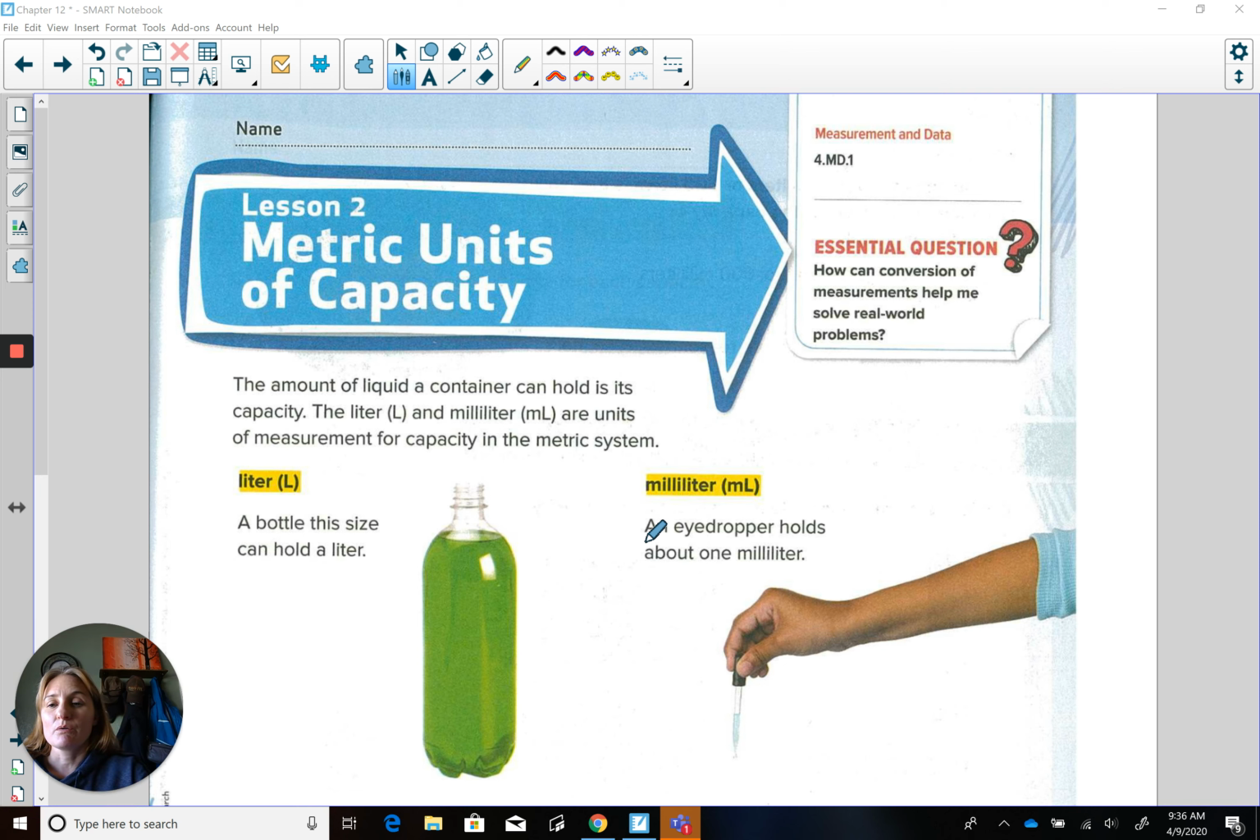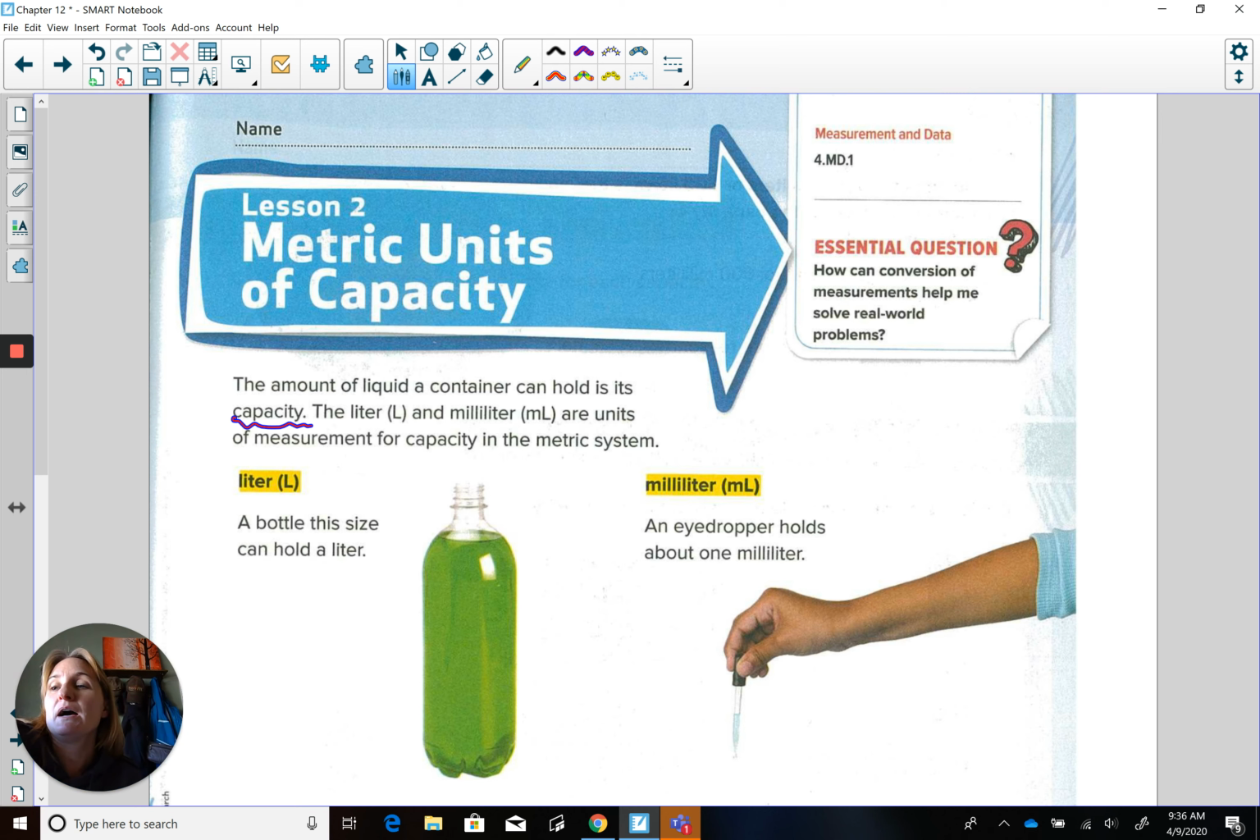Okay, so the amount of liquid a container can hold is its capacity. So it's filling up that container. The liter and milliliter are units of measurement for capacity in the metric system. A liter is labeled with an L as an abbreviation, and milliliters is a lowercase m, capital L. So this bottle can hold a liter. If you get those big bottles of pop from the grocery store, that would be a 2-liter bottle.